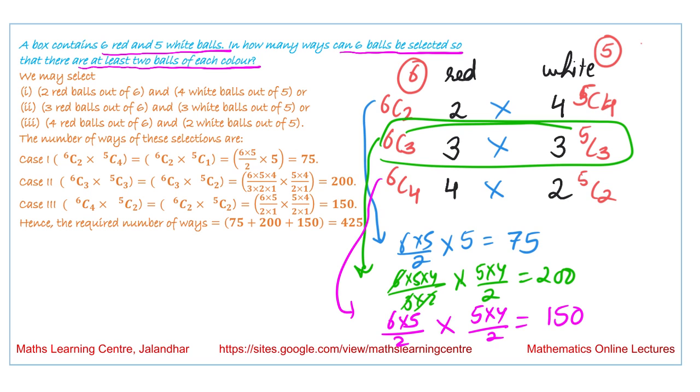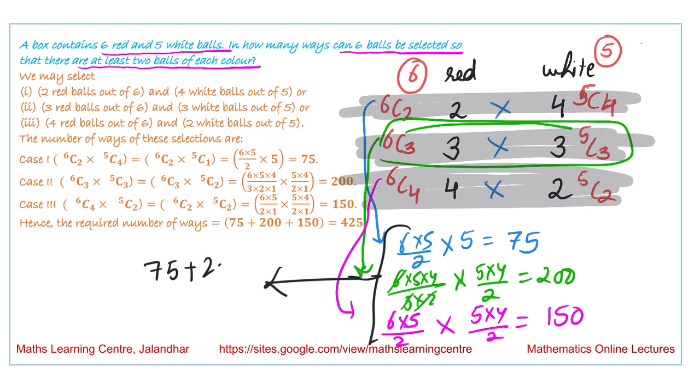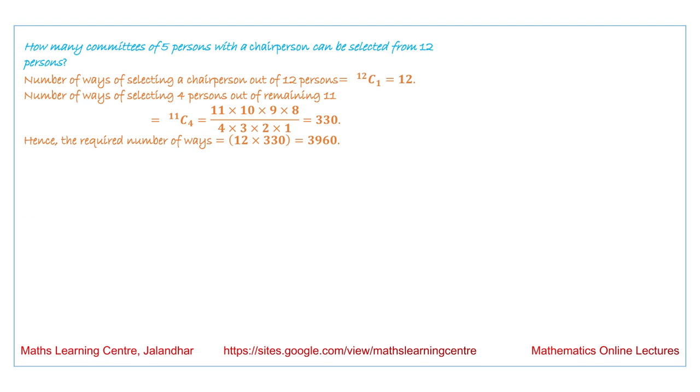So either of these cases can happen. We are saying either this case can happen, or this second case can happen, or this third case can happen. So by the fundamental theorem of addition, we have the final answer is 75 plus 200 plus 150, that is equal to 425. So there are total 425 ways.